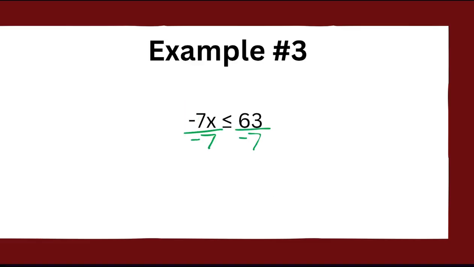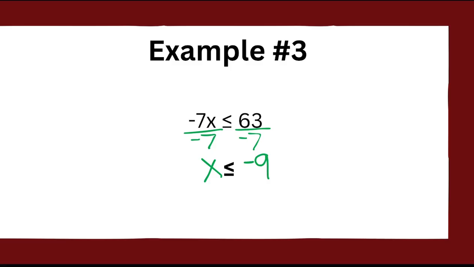To solve, I'm going to divide by negative 7 on both sides to get x by itself. When I do that, I have x is less than or equal to negative 9. But wait. When dealing with the negative, you're going to flip that sign the opposite way. So I'm going to flip that less than or equal to into x is greater than or equal to negative 9, because when you're dealing with inequalities with a negative, you're going to have to flip them.